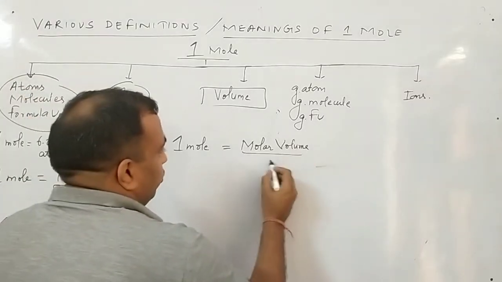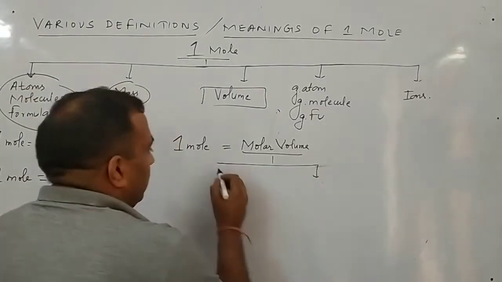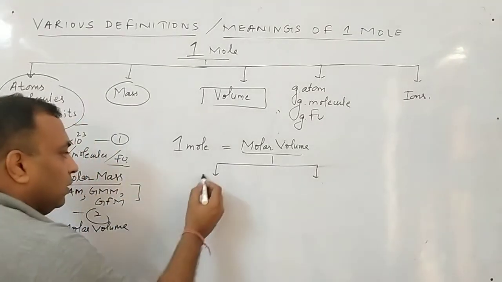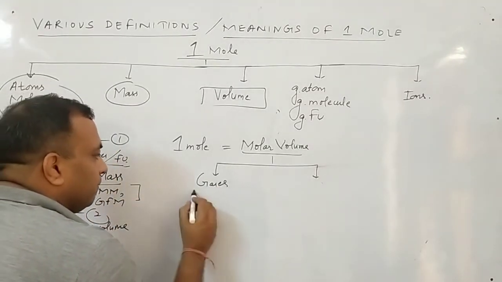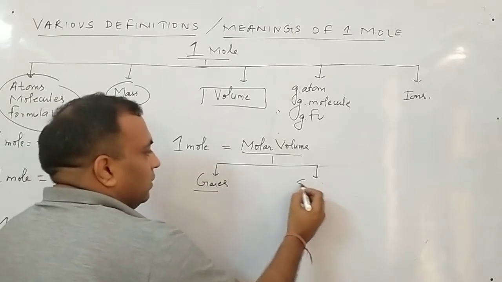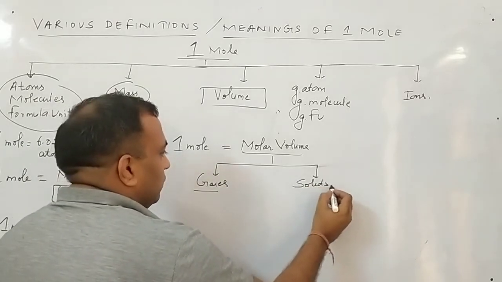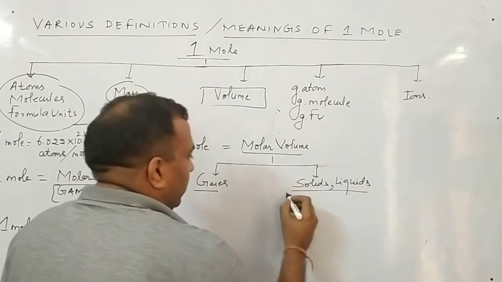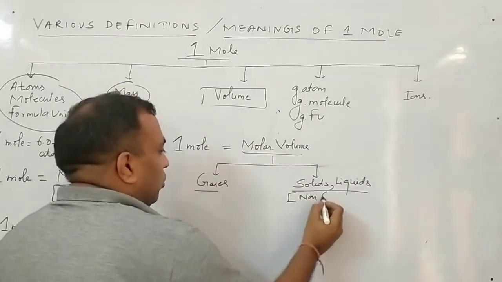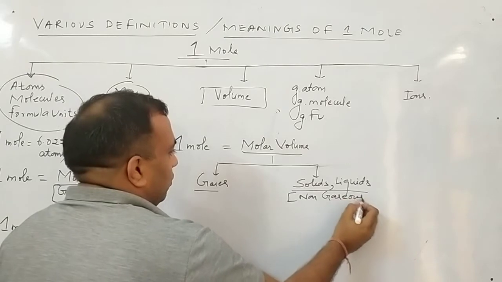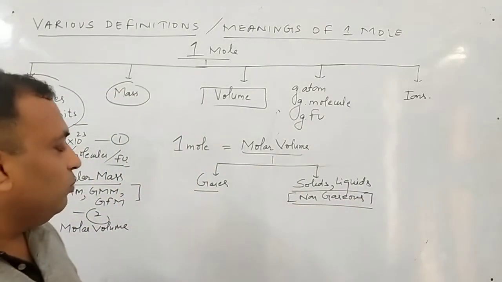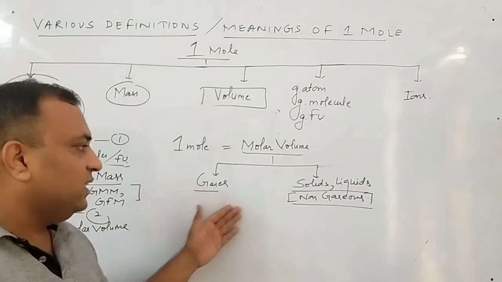To calculate the molar volume, you have to divide your compounds into two categories: gases, and solids and liquids. Or we can also call them non-gaseous. To calculate the molar volume, you have to see whether a compound is gaseous or non-gaseous.